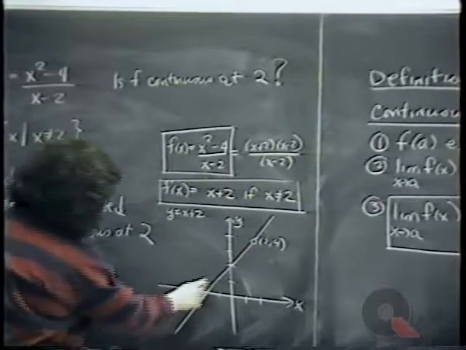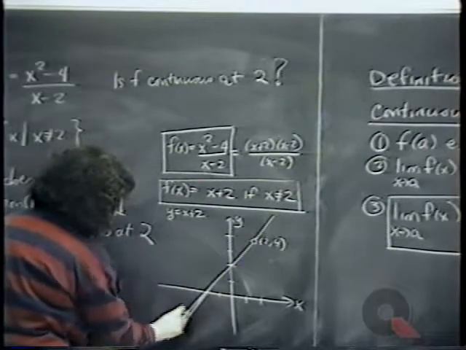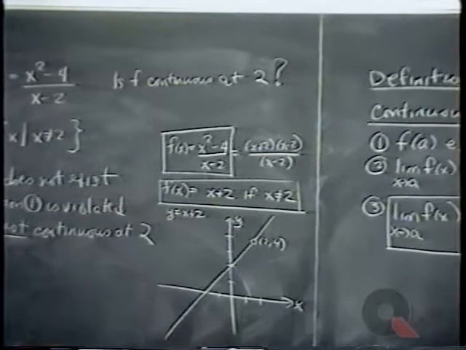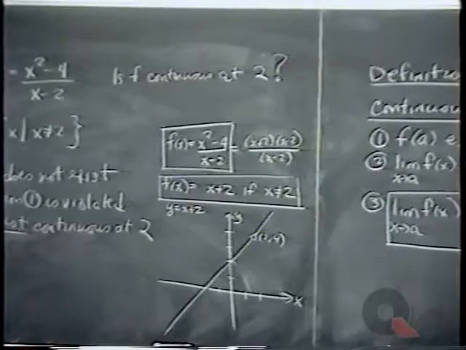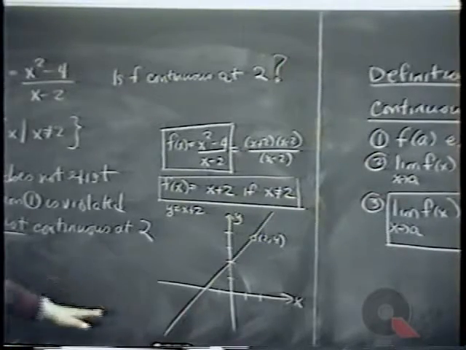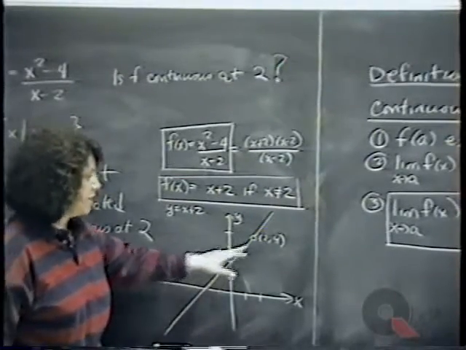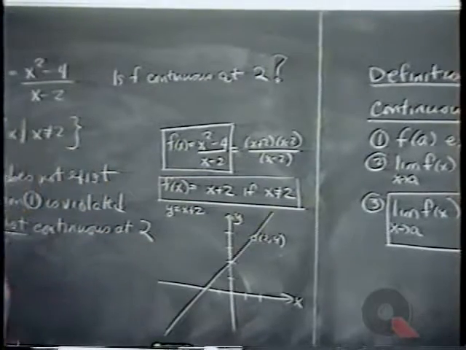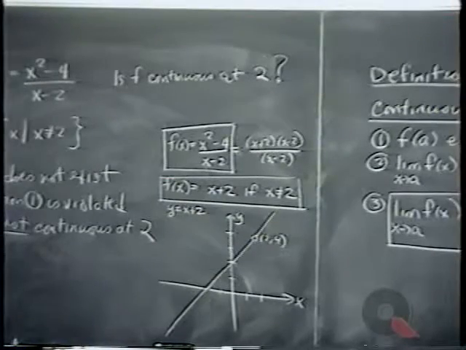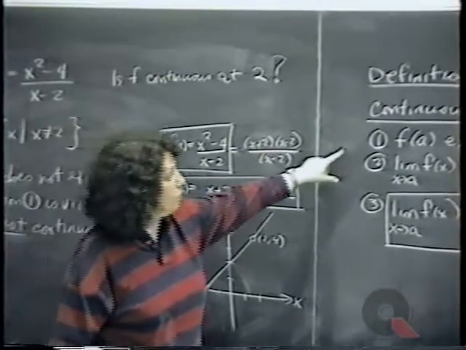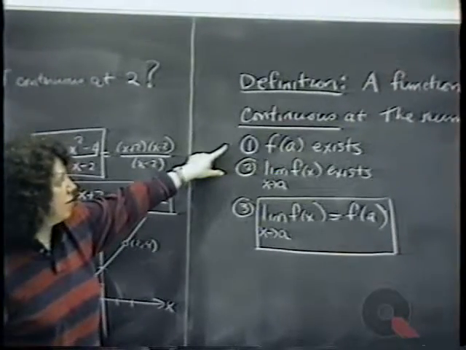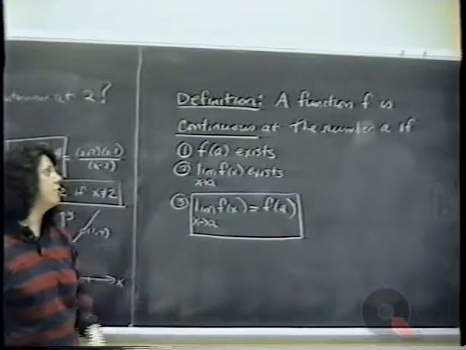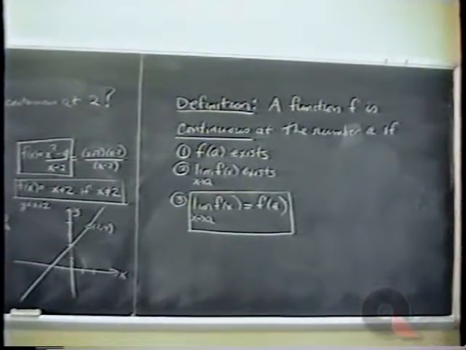See if I can just straighten this out a little. Okay, so the graph of f is a straight line with a hole at (2, 4), and we see that the function is not continuous at 2. The function is not defined at 2. It violated condition 1 of the continuity definition. For the function to be continuous at 2, f of 2 would have to exist, and f of 2 does not exist in this example.